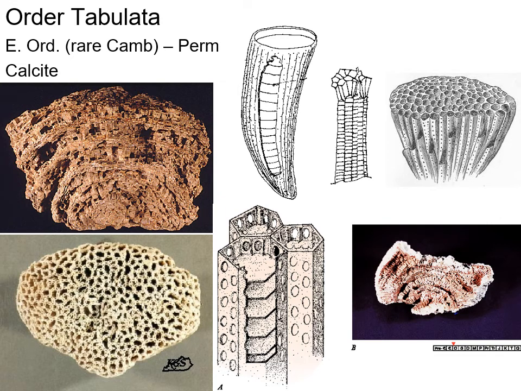Order Tabulata, we do have them in the Cambrian, but they're quite rare. We know we have them in the early Ordovician, and again, through the Permian, and just like the rugose, we lose most of them at the end of the Devonian.